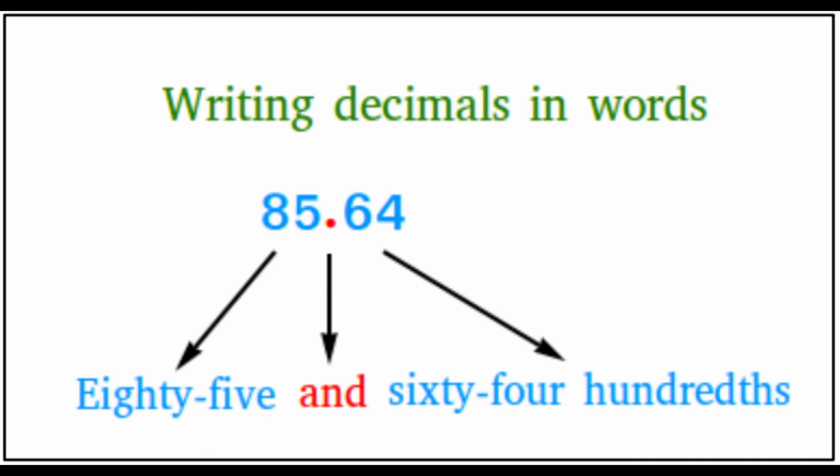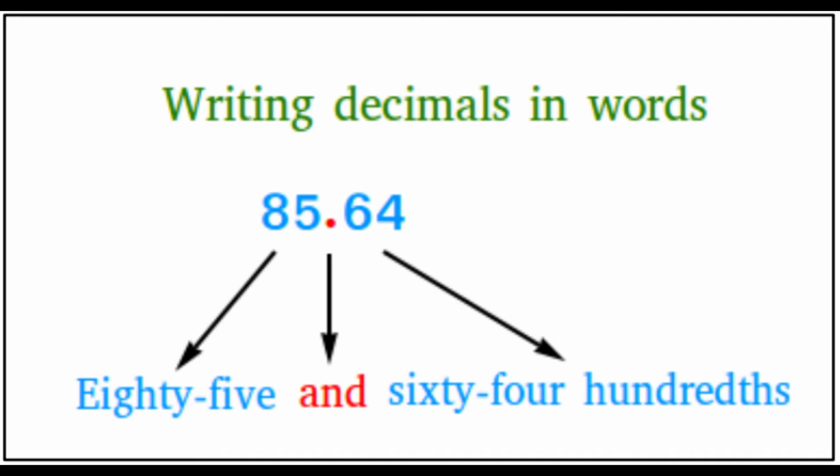So here we have 85.64. Now there's nothing wrong with saying 85.64, but when you write a decimal value in word form, you want to convey the value of the digits after that decimal point. So the digits before the decimal point are easy. We read them like normal, and here we see it's 85. When you read the decimal point, it's going to say and. Do you see how they have that in red? Whenever you read a decimal point, you'll say and. So we have 85 and.